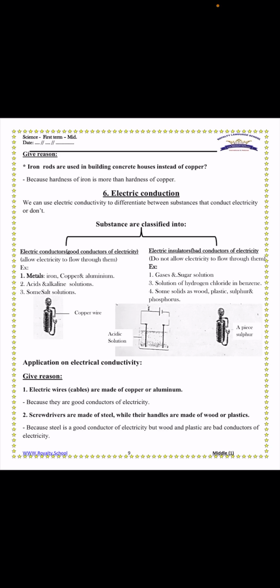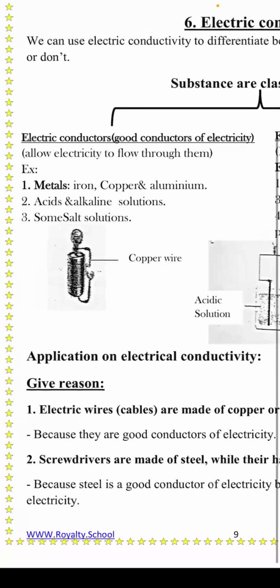Electric conduction. We can use electric conductivity to differentiate between substances that conduct electricity or don't. Some substances conduct electricity and other substances don't. Substances which conduct electricity, or allow electricity to flow through them, are called electric conductors or good conductors of electricity, such as metals, iron, copper, aluminium, and solutions like acidic solution, alkaline solution, some salt solution.